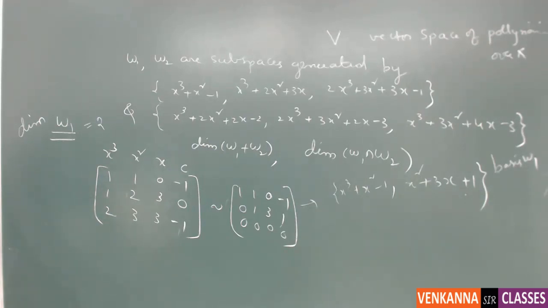I think for W2 also you will get dimension as 2. One row will become 0 completely. It means that among the 3 polynomials, one polynomial is linearly dependent. You can write it as a linear combination of the remaining 2. Since the third row has become 0, the third polynomial x cube plus 3x square plus 4x minus 3 is nothing but a linear combination of the remaining 2. That's the thing. I think you can observe that.